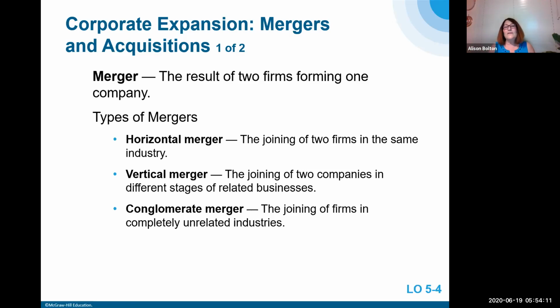And then a conglomerate, which is totally unrelated. Not in the food industry, and let's say it's not even the toy industry, but let's say we put together a food product with clothing. See how extremely different they are? Food and clothing. That would be the joining of two different industries, totally unrelated.